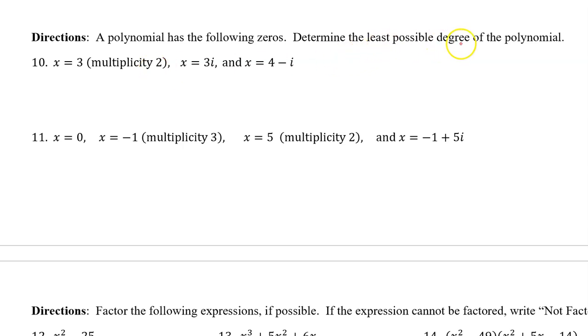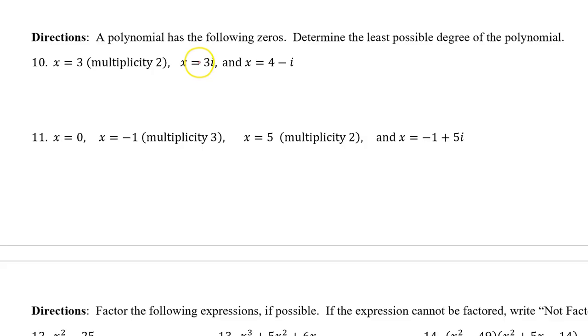So to find the least possible degree, all we have to do is count up the number of zeros that we can be sure exist. So we have this 0 with multiplicity 2. So that's 2 zeros so far. And then they gave us these.